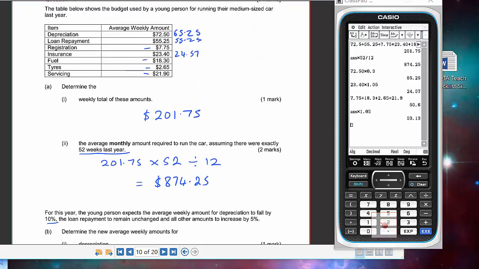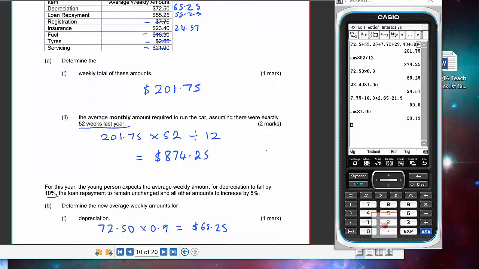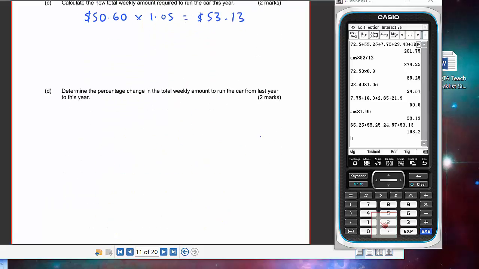So 53.13 covered these amounts here, and then we've got to add those other ones in. So that's 65.25 added to 55.25 added to 24.57, and then add the total that we just had. And that gives us $198.20.